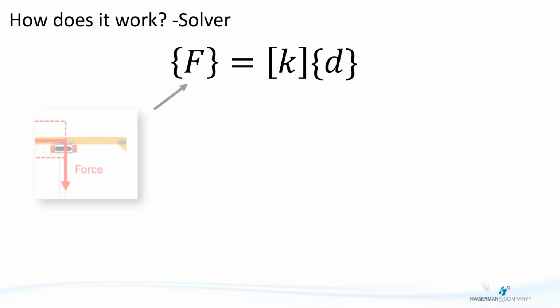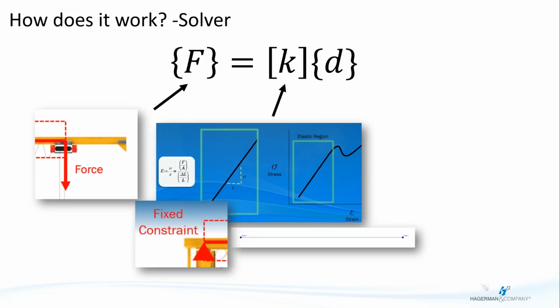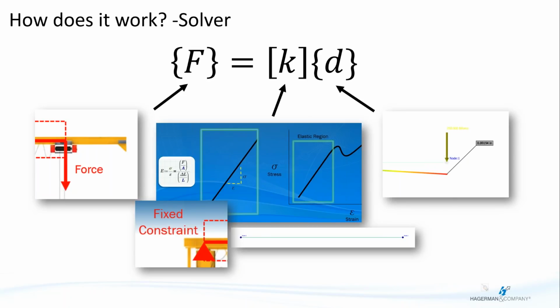F is our forces. K is the stiffness of the model. You can think of this as your geometry, materials, and constraints. All these things contribute to the picture of the structure's overall stiffness. And then there's D, which is our results. Actually, it's the displacements, or in other words, how much did the structure move? That is typically our output, though, and from that we can derive lots of other fun things like stress and strain.